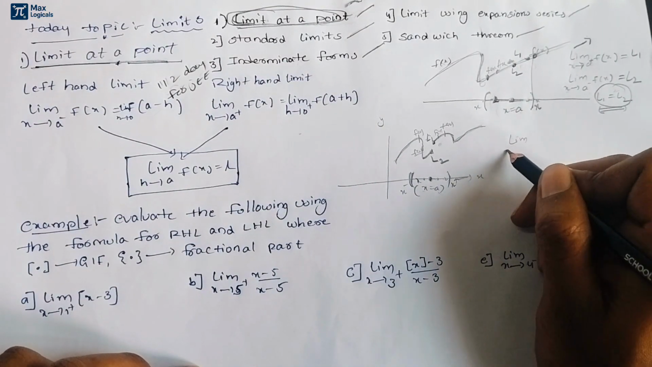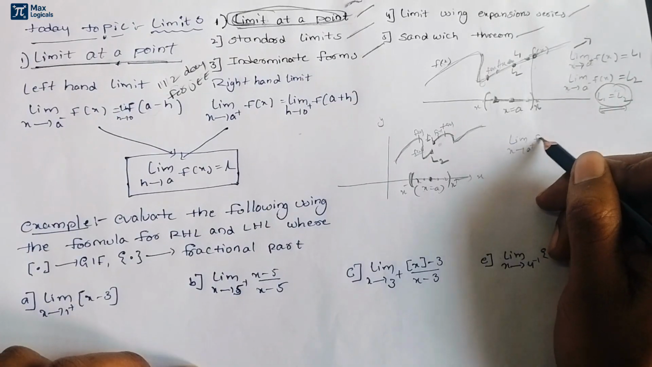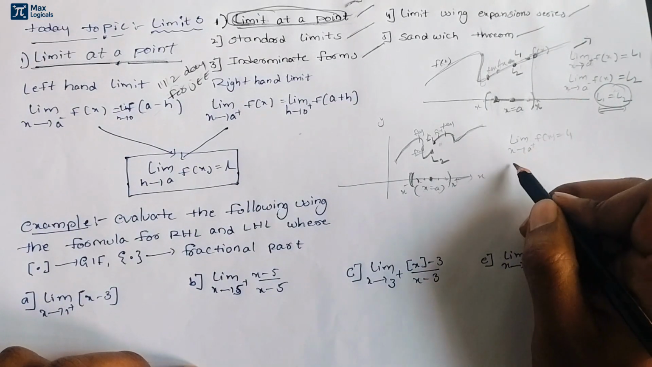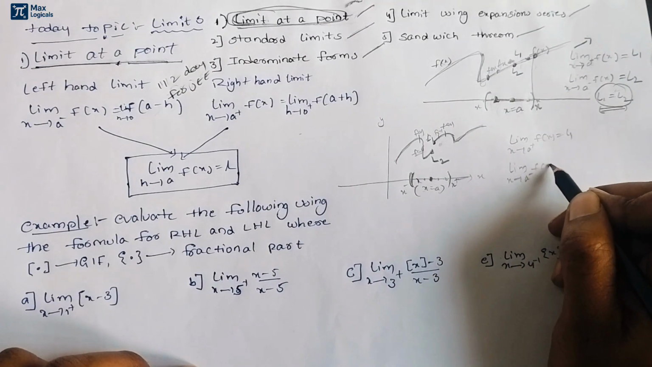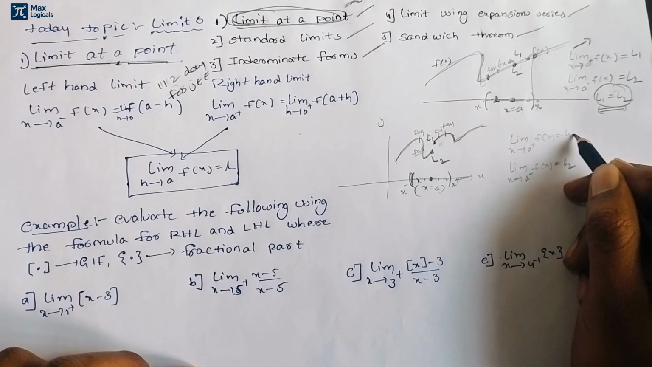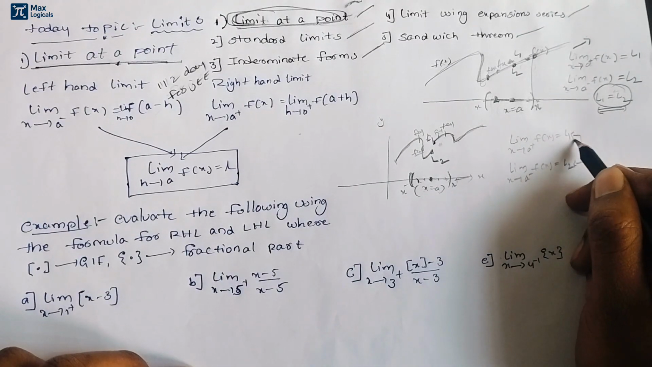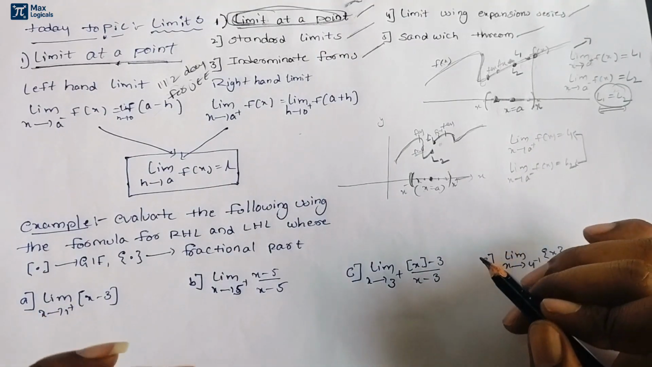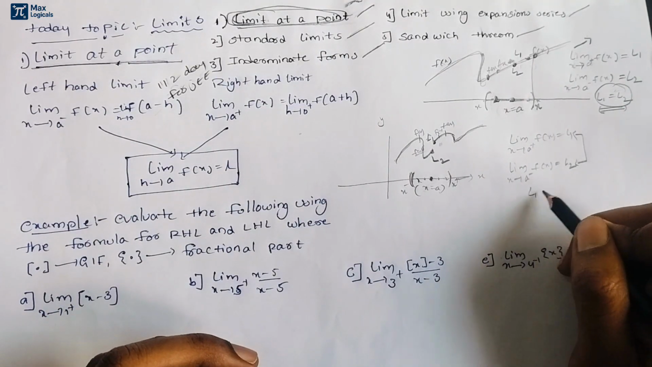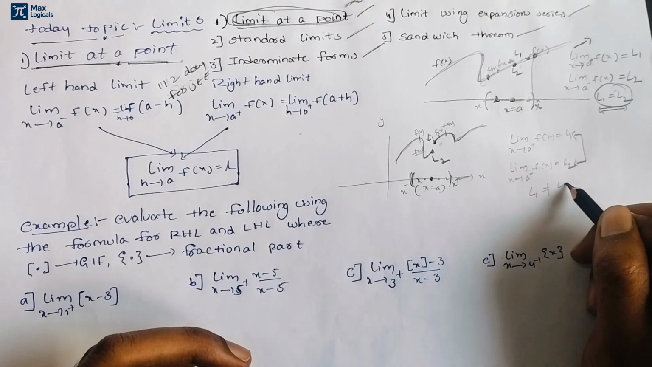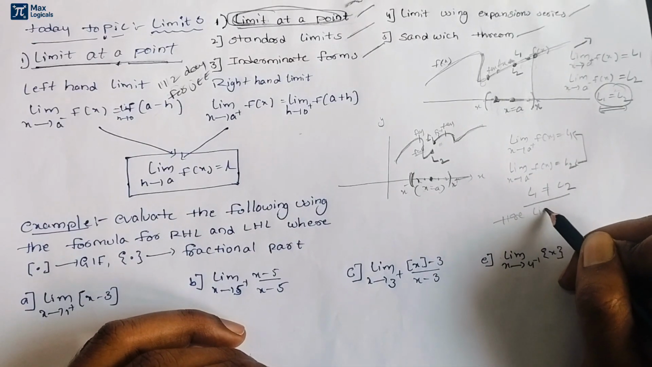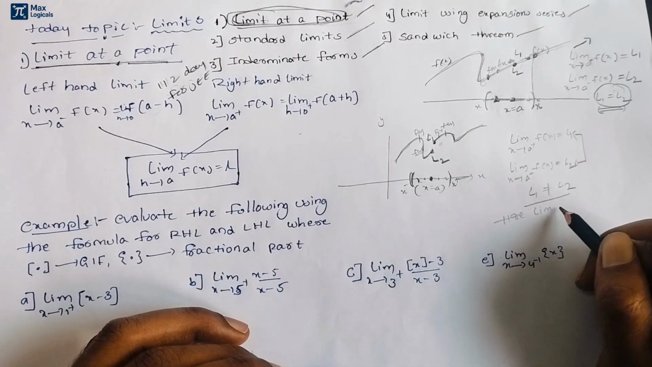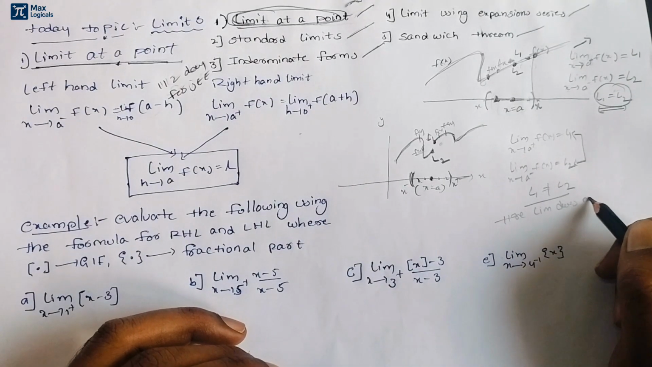Limit as x extends to a plus of f of x equals L1, and limit as x extends to a minus of f of x equals L2. These two limits approach different places, so L1 does not equal L2. So here we can say the limit does not exist.